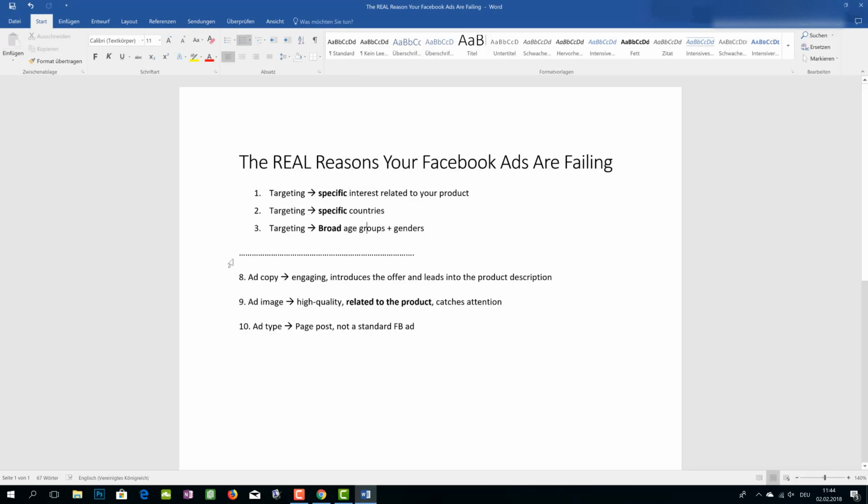Now, those are the most important factors. If you get this wrong, nothing you do down here matters. Most of you are focusing on the wrong parts. Create one ad for each product. Create one ad, but create multiple ad sets where you target different interests, because that's the most important factor.